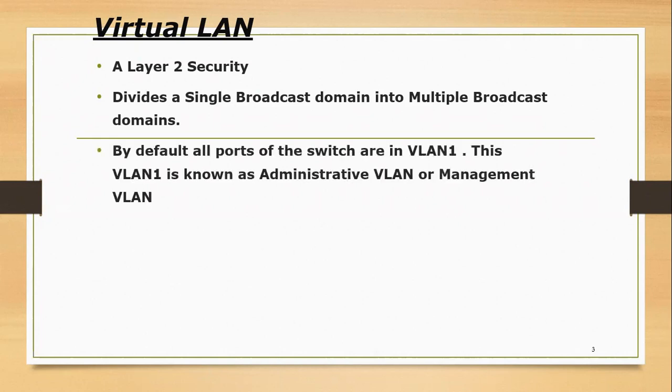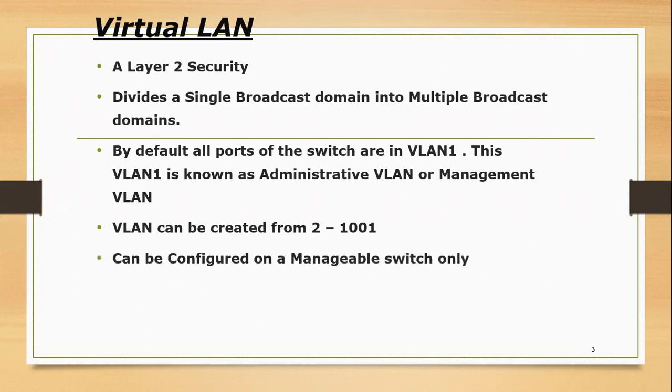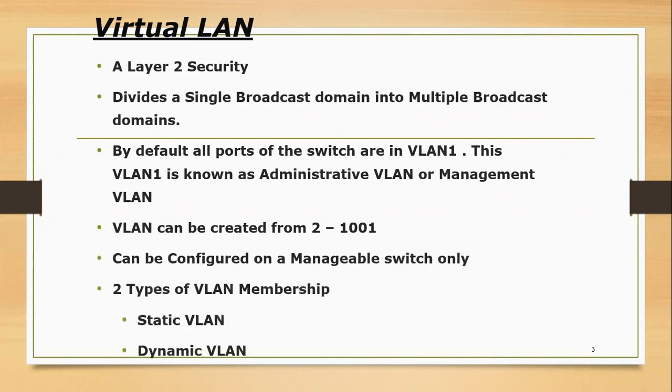By default, all ports of the switch are in VLAN 1, as I said. This VLAN 1 is known as administrative VLAN or management VLAN. VLANs can be created from 2 to 1001. This is the normal range. It can be configured on a manageable switch only. There are two types of VLAN membership, static and dynamic VLAN membership. Here we'll be talking about the static VLAN membership. For dynamic, we need a server, or you can say a software, which is VMPS, VLAN Membership Policy Server. So we are configuring static VLANs here.